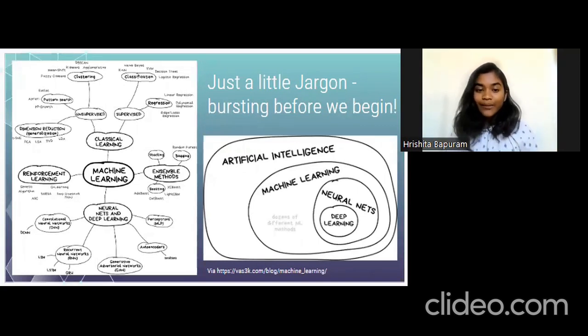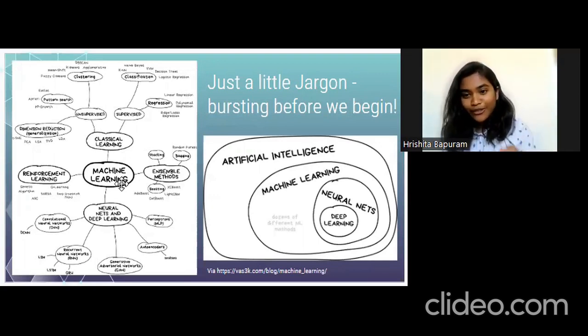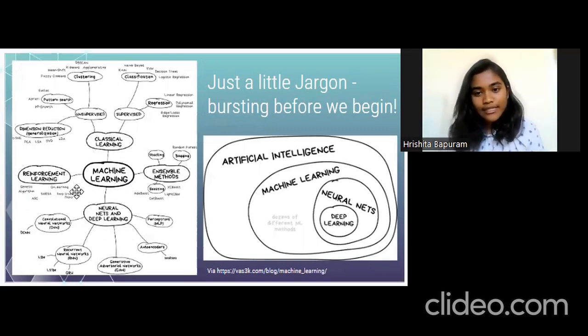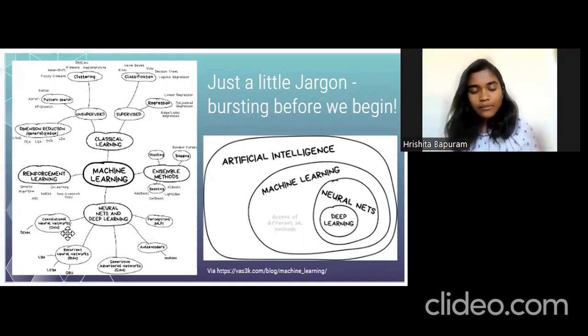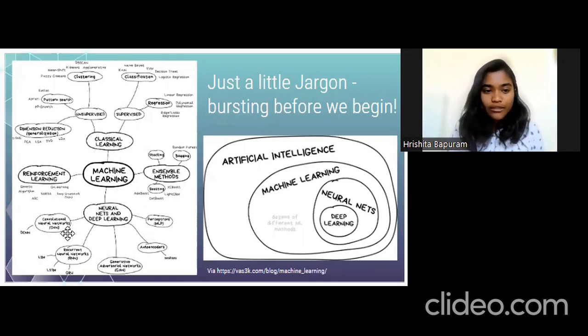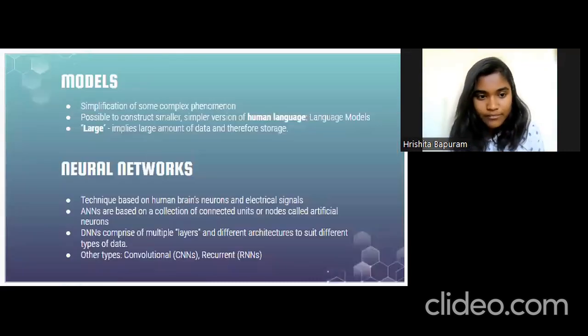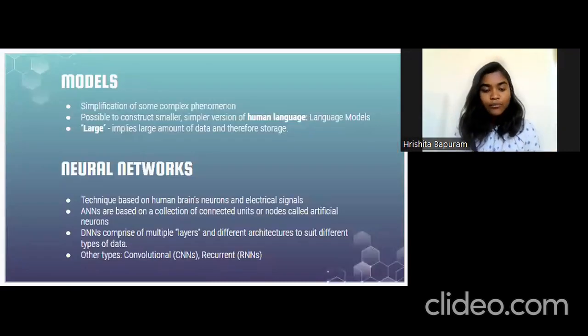So this can happen in many ways, as you can see in the mind map here on the left. In the respect of time, I will not delve deeper into each of the four categories here, but our discussion today will mostly surround neural networks and deep learning, and also a little bit of reinforcement learning, because that's primarily what ChatGPT uses.